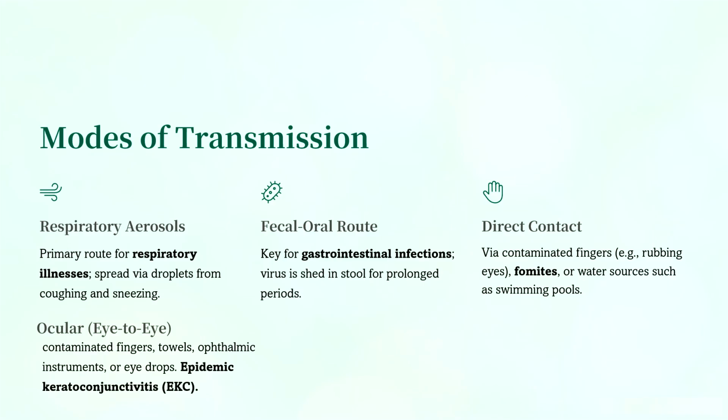Modes of transmission of adenoviruses. Adenoviruses spread through multiple routes because they are highly stable and survive for prolonged periods on surfaces and in water. The first method is respiratory droplet transmission, which spreads through coughing, sneezing, and talking. Inhalation of these infected respiratory droplets leads to infection, common in schools, daycare centers, hospitals, military camps, and crowded places.